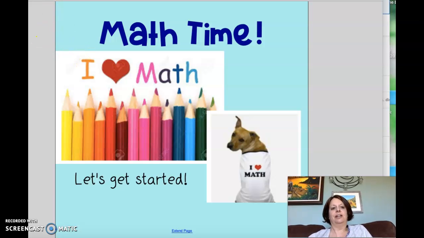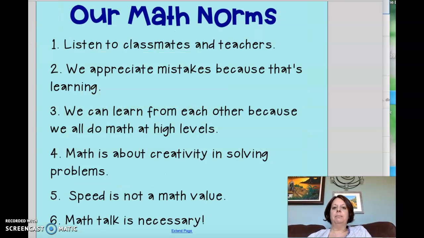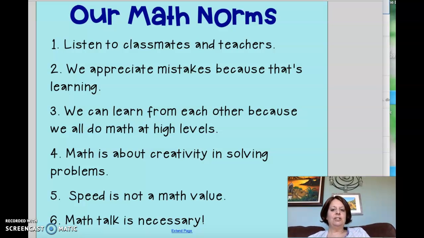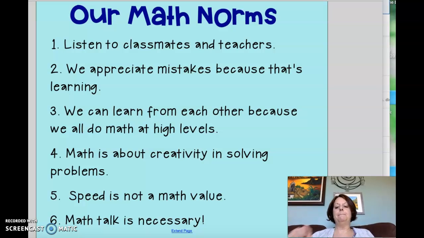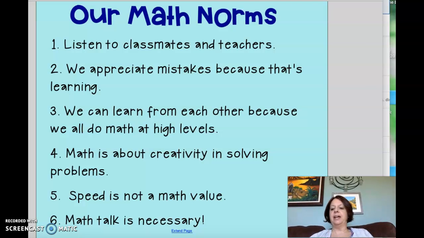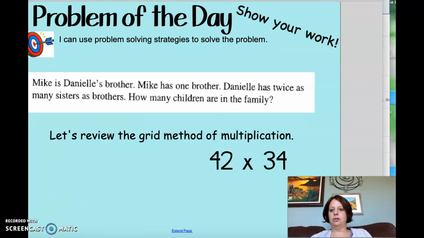Let's get started. All right, our math norms. Listen to classmates and teachers. We appreciate mistakes because that's learning. We can learn from each other because we all do math at high levels. Math is about creativity and solving problems. Speed is not a math value, and math talk is necessary. I added that little dance. I hope you danced too.